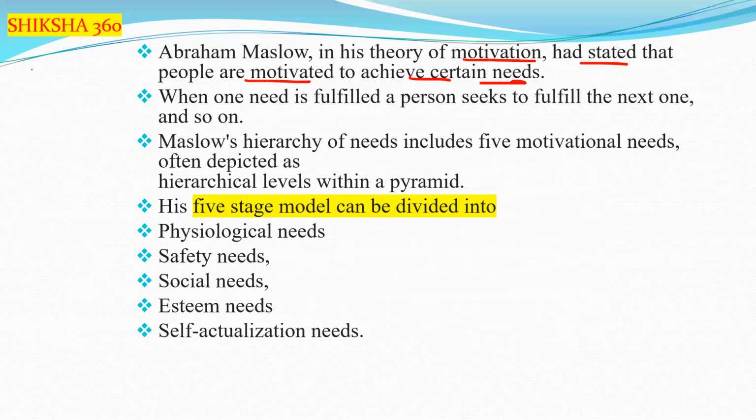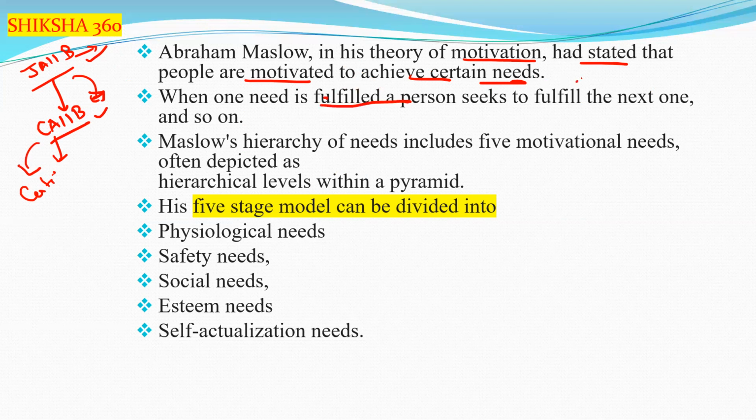Like we can say that earlier our motive is to clear JAIIB, because this is our one motive, and after that we will move toward the CAIIB, because this helps us to become eligible for the CAIIB. And after that, we will do certification courses. So if one requirement is fulfilled, we will move towards the other. Similarly here, when one need is fulfilled, a person seeks to fulfill the next one, and so on.